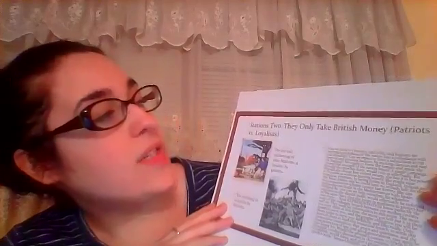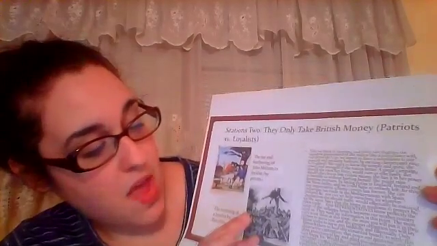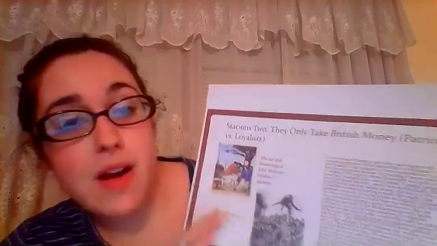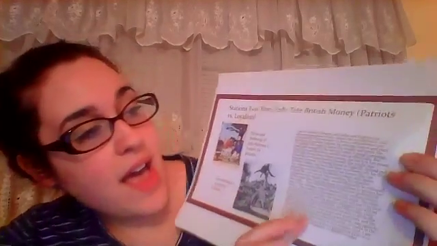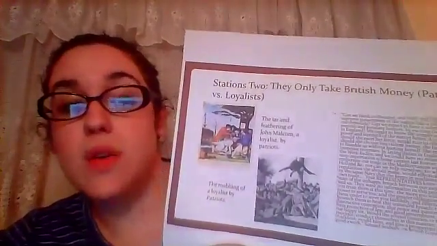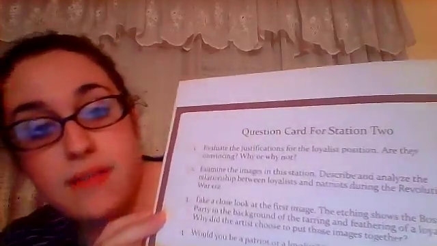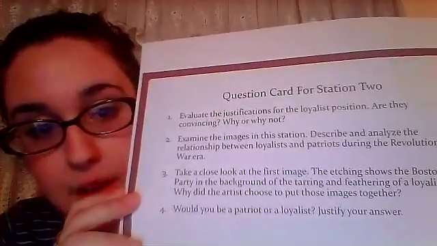So this is station 2, just called They Only Take British Money, Patriots versus Loyalists. So these are pictures of patriots mobbing loyalists and tarring and feathering them. And this is an excerpt from a pamphlet by Samuel Seabury, who was an ardent loyalist. So students would either analyze a picture or analyze a primary source and then answer these questions. They could pick one of them, whichever one they feel they could be the most successful at.